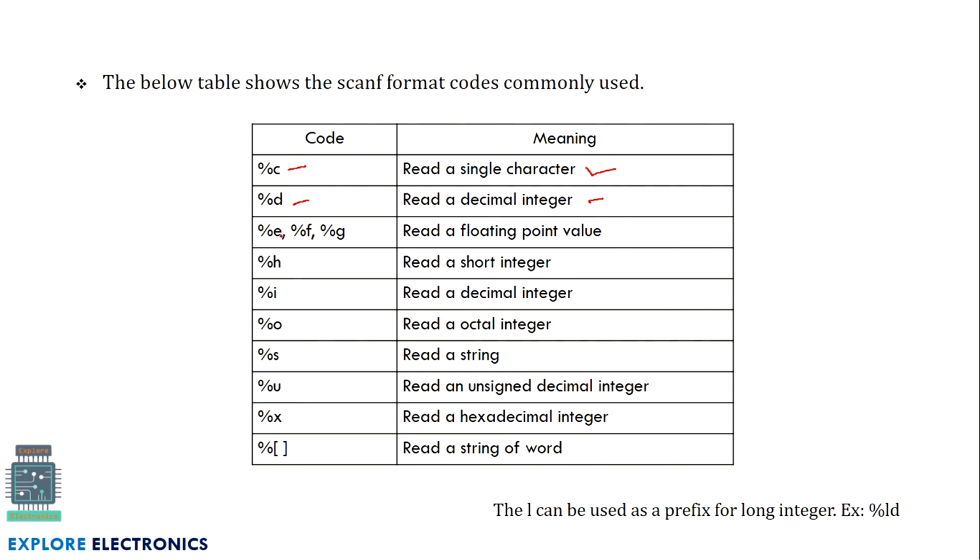Similarly, we have e, f and g for floating point values, and we have h for short integer, and we have i for decimal integer, and o for octal integer, s is to read a string, and u is for unsigned decimal integer, and we have x for hexadecimal integer, and we have the string format for reading a string.